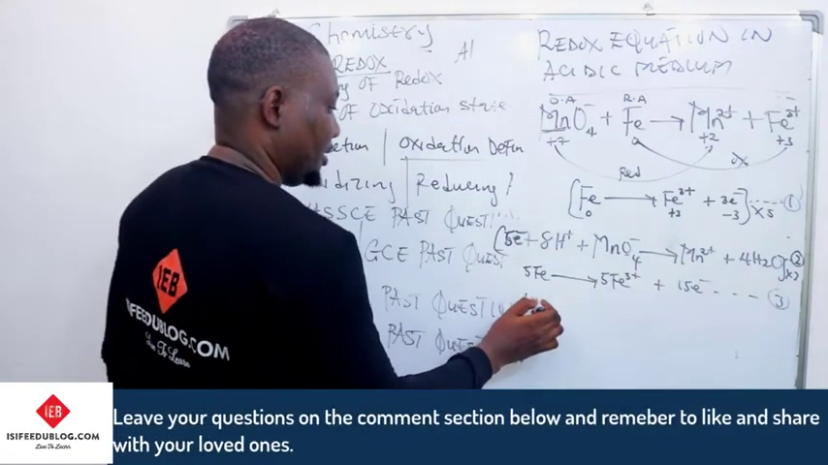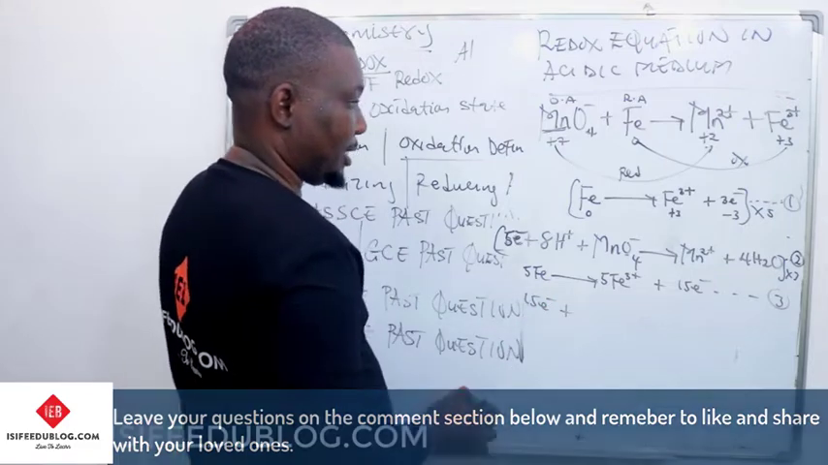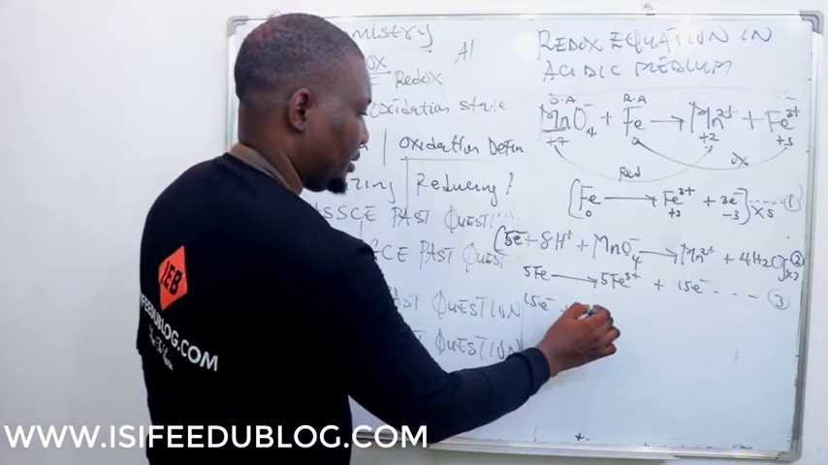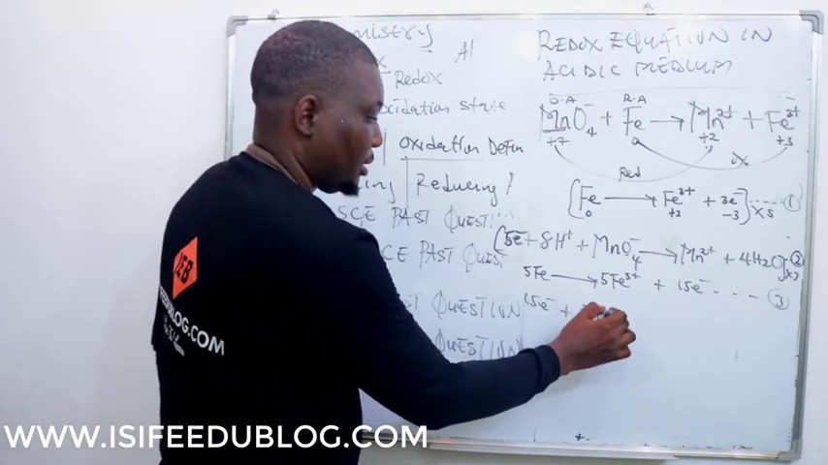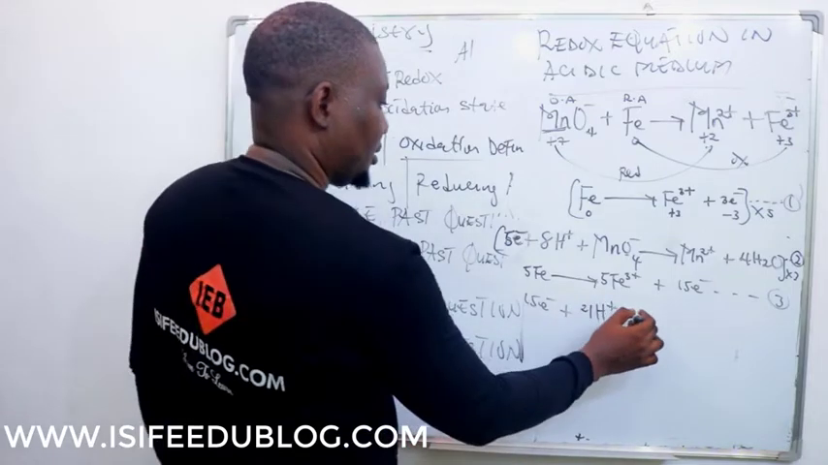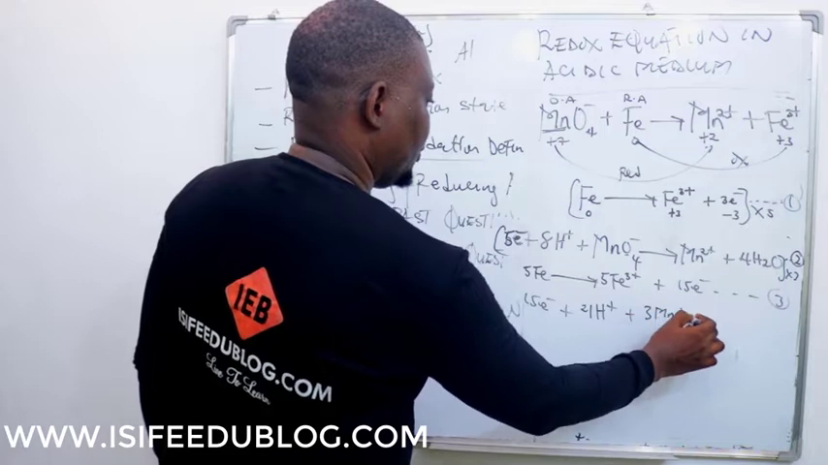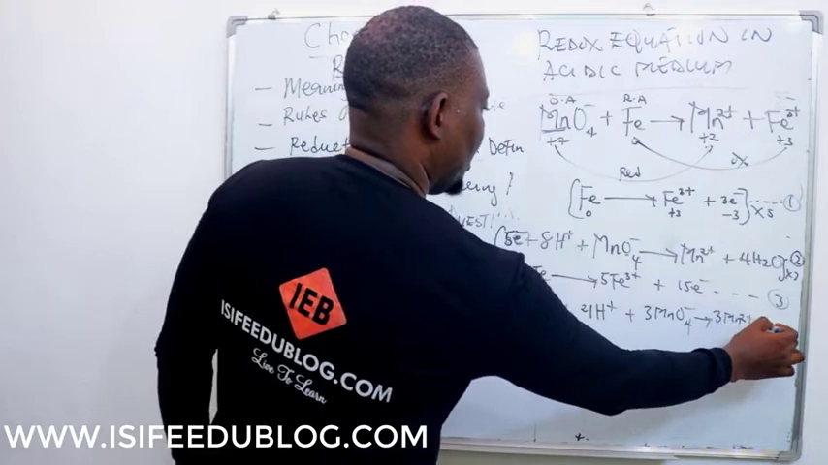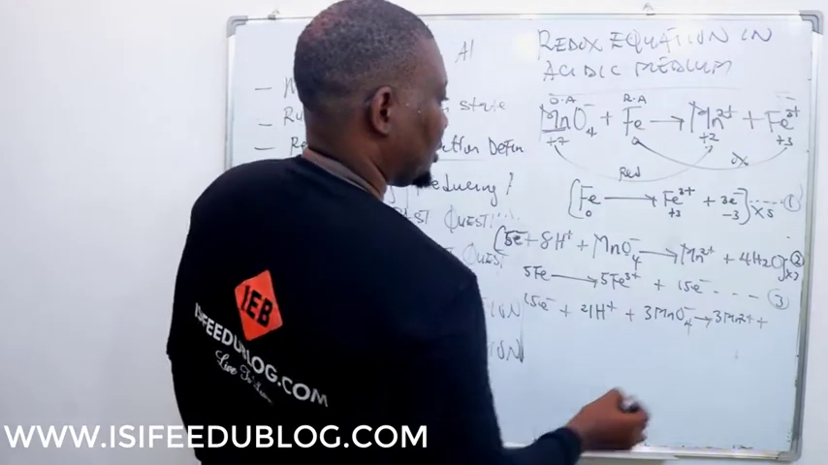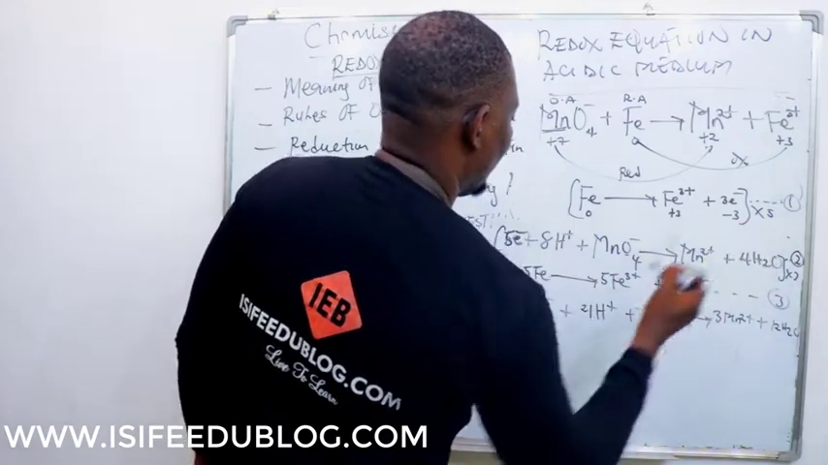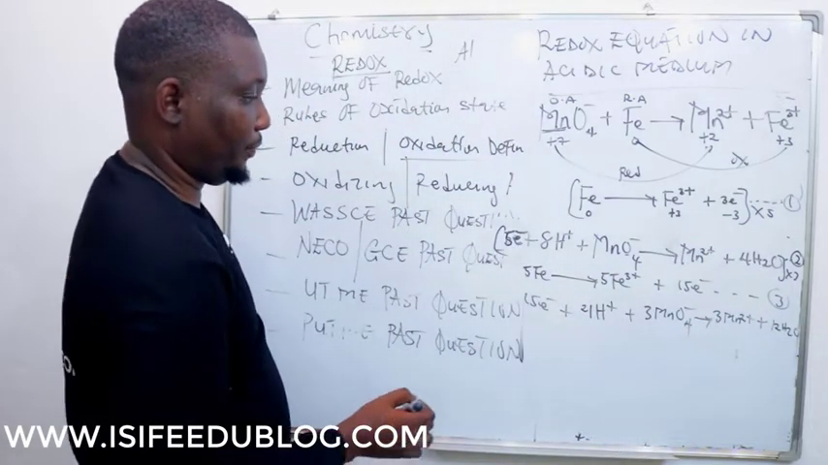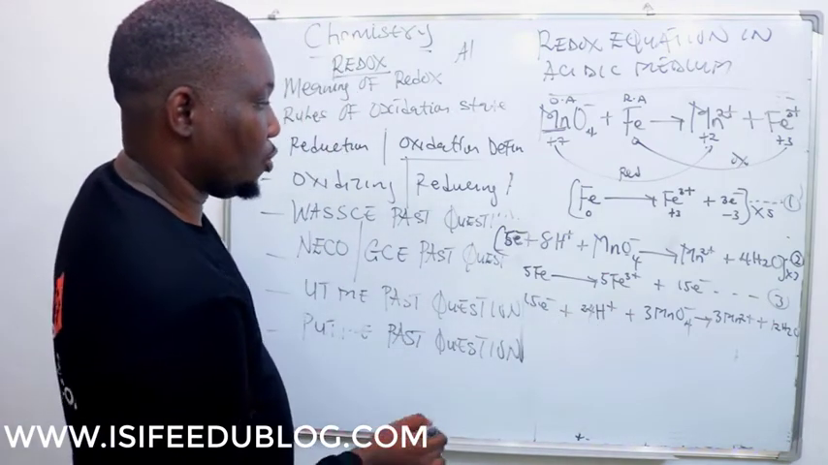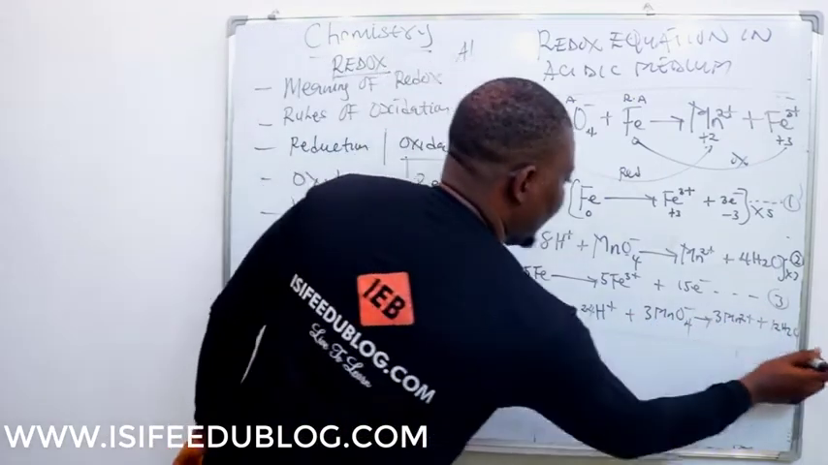Here will be 15e minus plus 3 times 8. 3 times 8 will be 24. 24H plus, 3MnO4 minus. Here we have 3Mn2+, 12H2O. Okay, 24, good. So this is going to be equation 4 now. So we have the overall reaction.